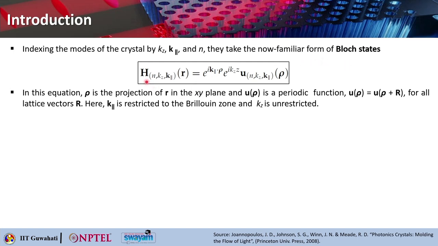You can write H n, kz, k parallel as a function of r, which can be written as e to the power i k parallel rho, and then e to the power i kz z, and then you have u of rho. In this particular equation, what is rho? Rho is basically the projection of the position vector r in the xy plane.